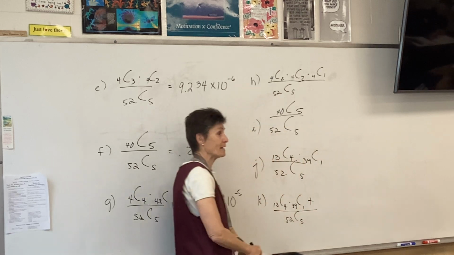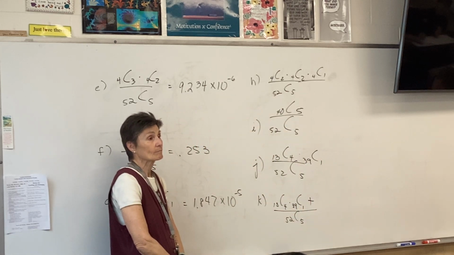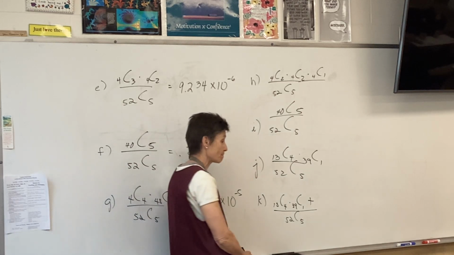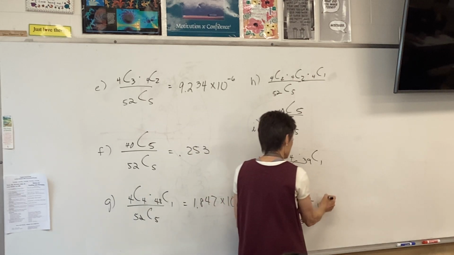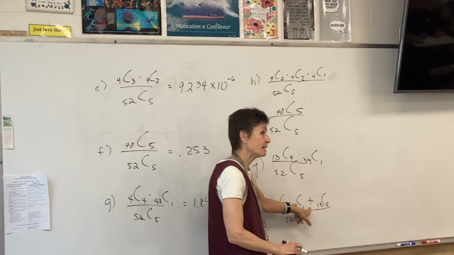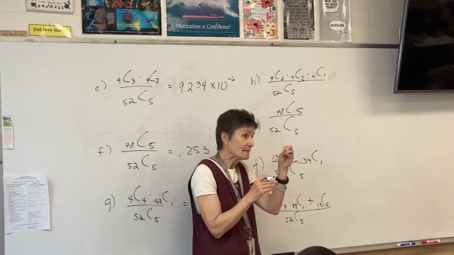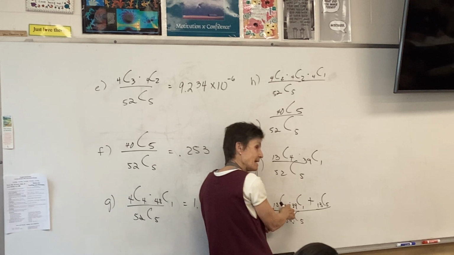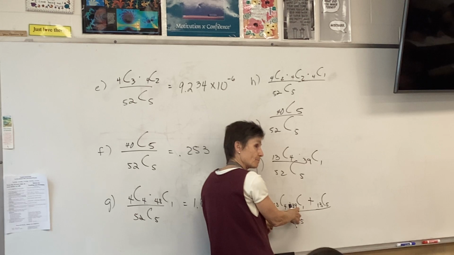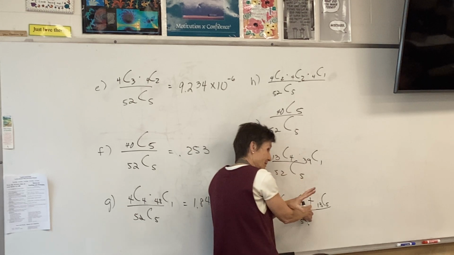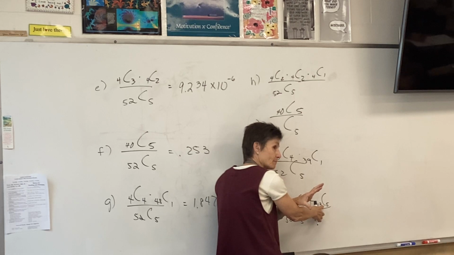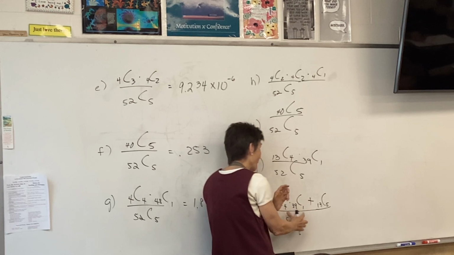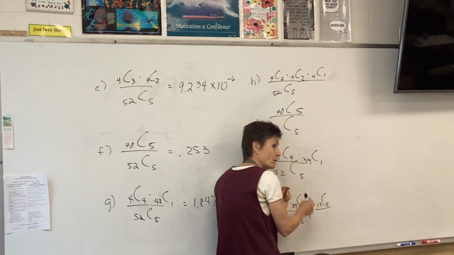Or what else could we have? All 5 spades, which would look like this. Not times, it'll be added. Because remember, this is 4 spades and 1 other card, or 5 spades. So when we're doing this and this, we multiply. When it's this or this, we add.